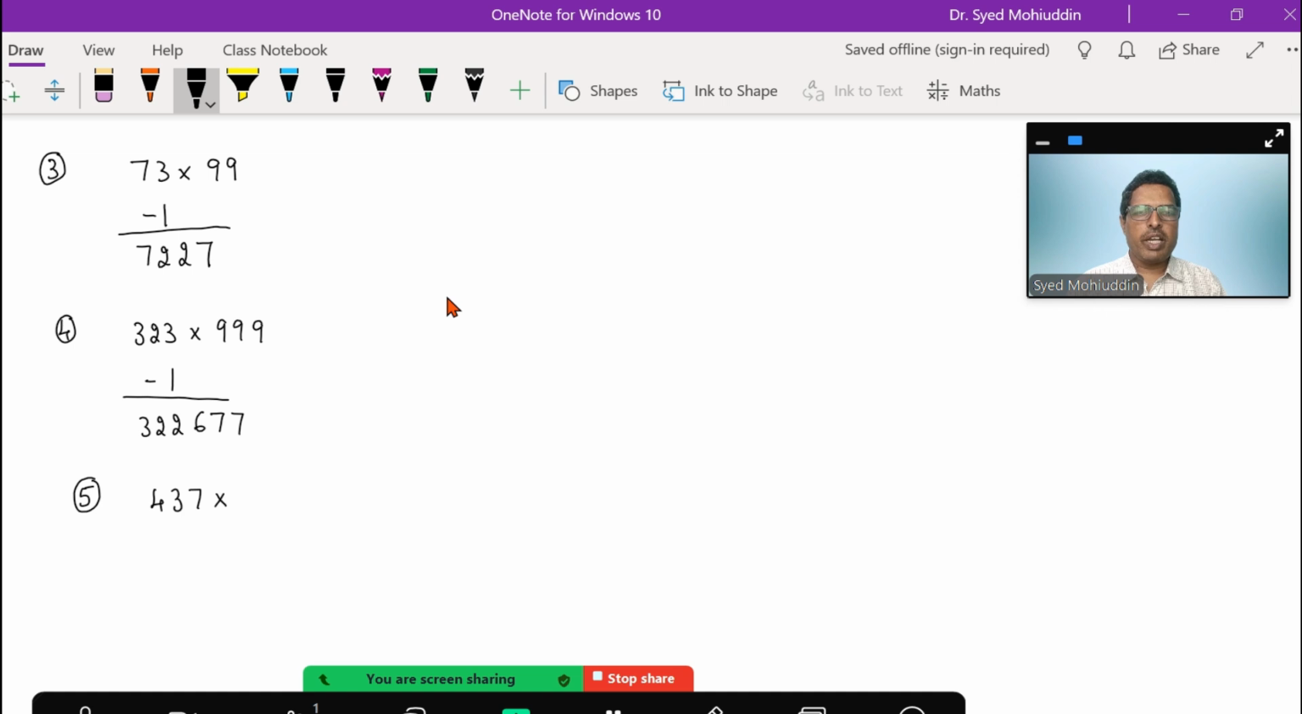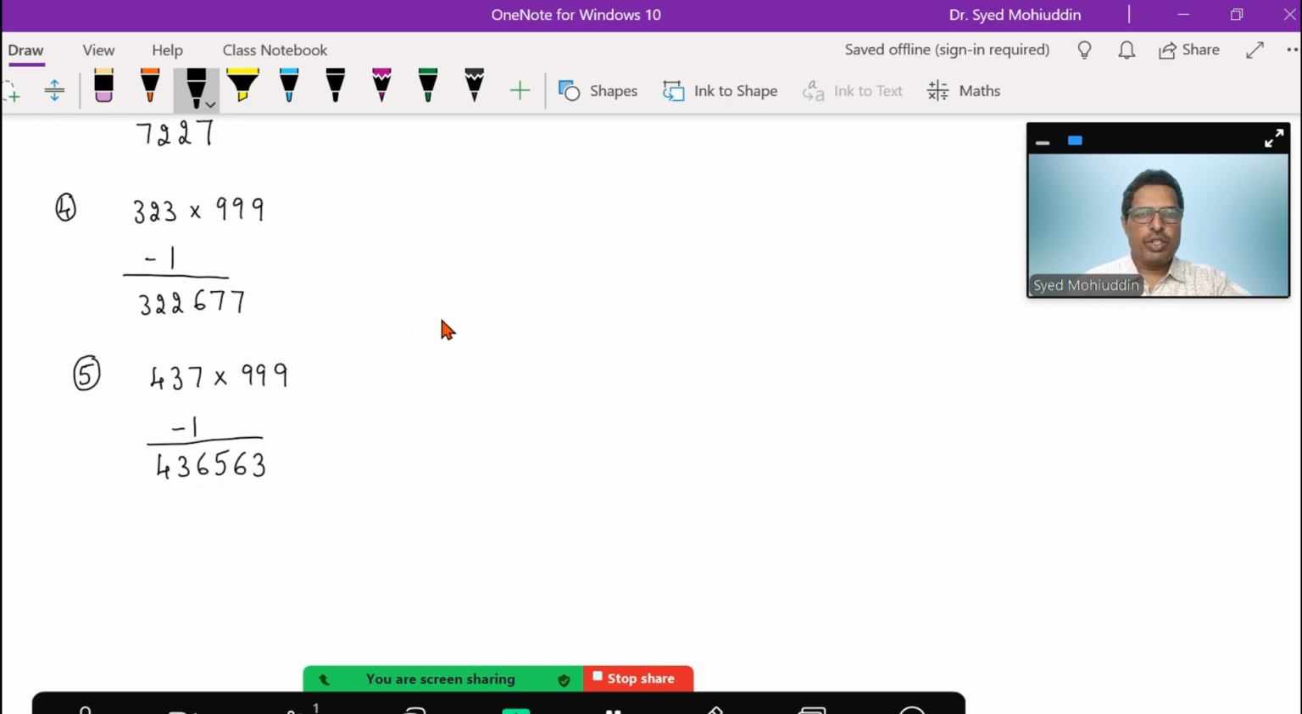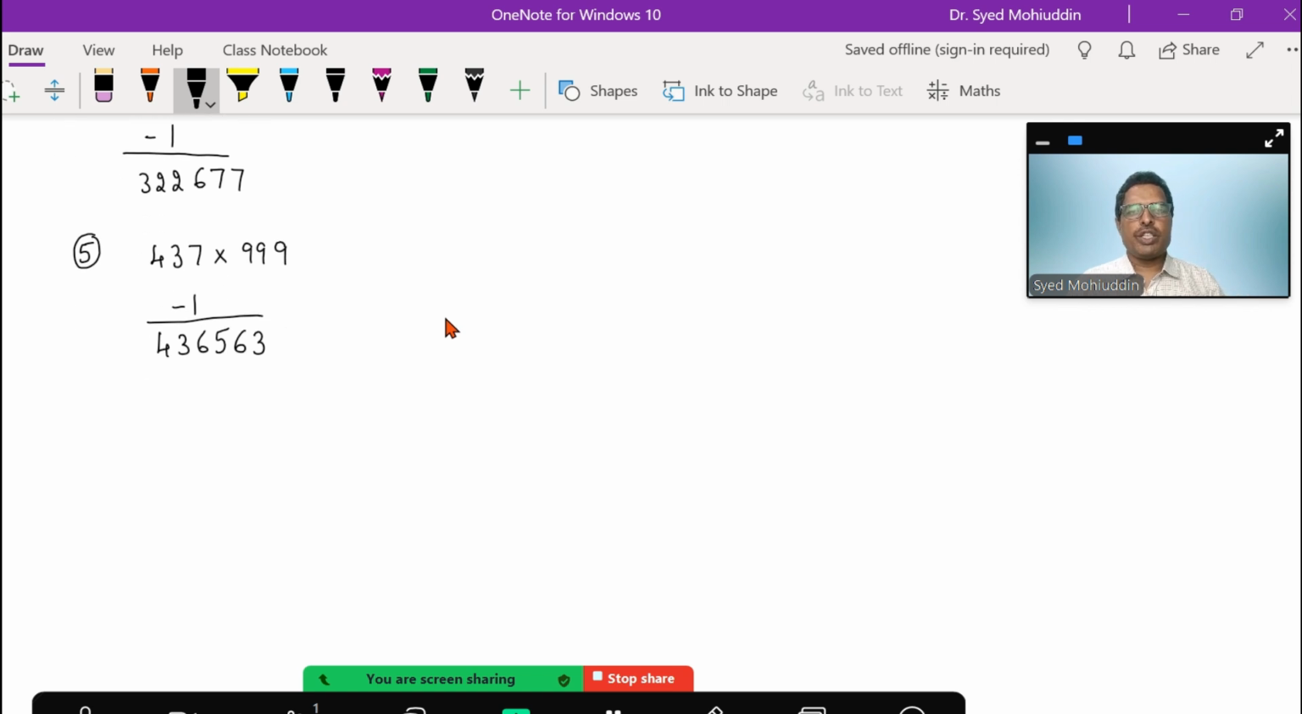437 multiplied by 999. What is the first step? Subtract with 1. So how much will be getting? 436. Again now subtract 9 minus 4 is 5. 9 minus 3 is 6. 9 minus 6 is 3. The answer is 436563. Very simple. Suppose if you increase still more number of digits, then what happens? Let us see.